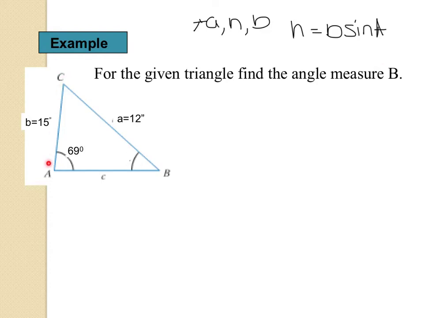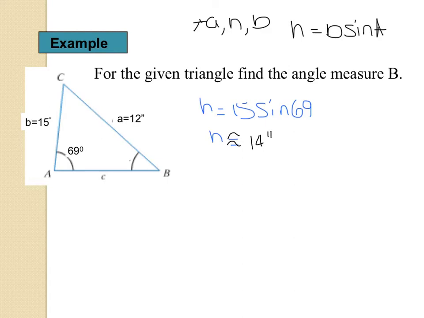Even though they're drawing a picture for us, we don't know whether we have a triangle, and we don't know whether it's 2 just yet. So let's go ahead and solve for H. H equals B sine A, 15 sine 69. Let's put that into our calculators. We get approximately 14, and again, we're in inches, so 14 inches.